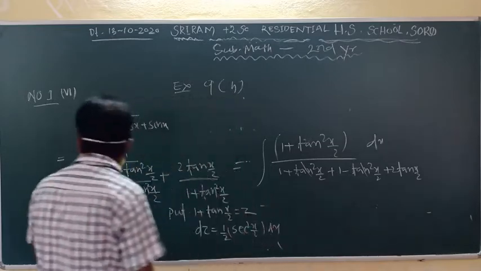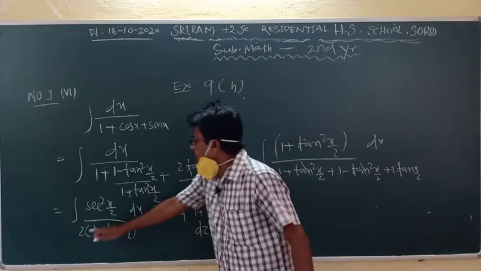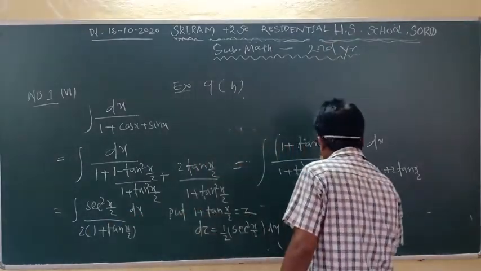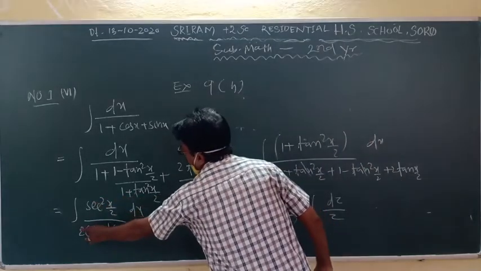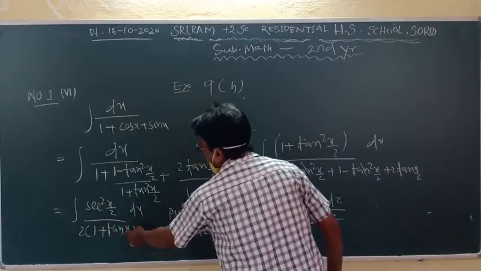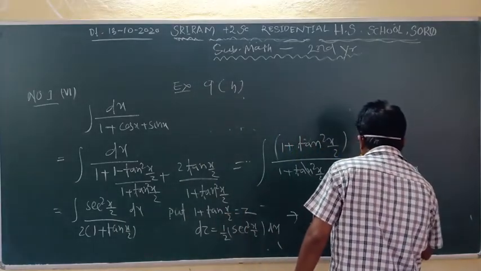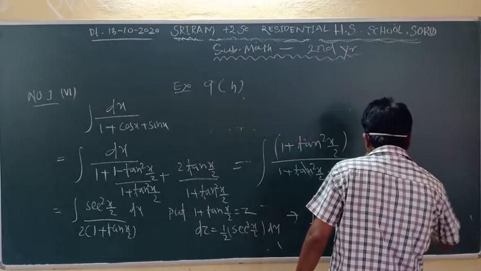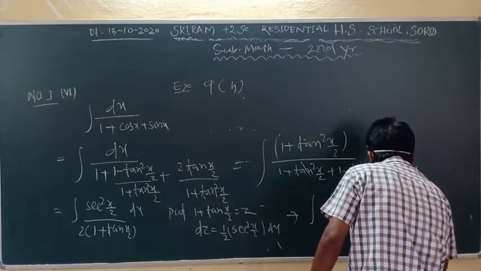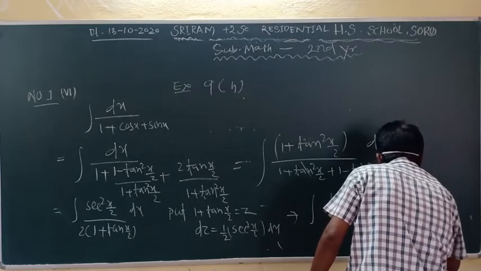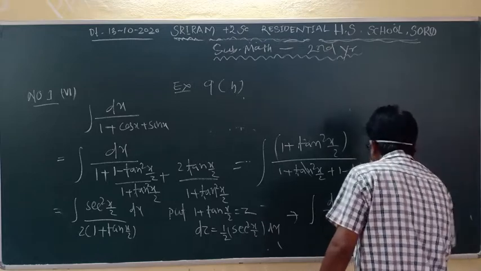You look, sec square x by 2 divided by 2 dx is equal to dz by z, because 1 plus tan x by 2 is equal to z. So the integral of dz by z is equal to ln z plus c. Put the value of z, which is 1 plus tan x by 2. So ln of 1 plus tan x by 2 plus c. That is your answer.